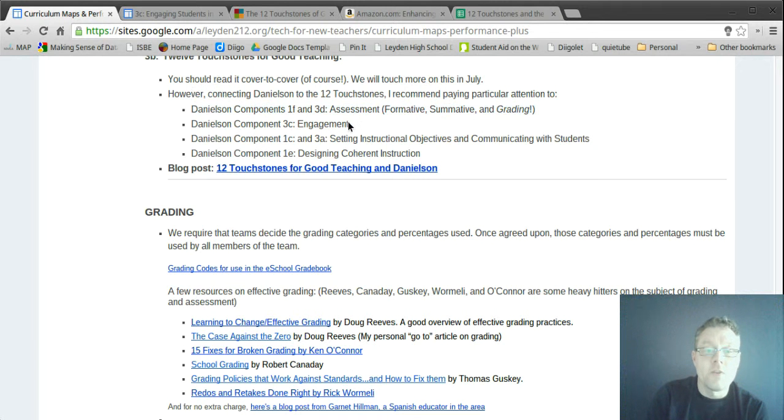Engagement, student engagement, in my mind, is really the key to the whole Danielson framework. Engagement is absolutely crucial because it touches on so many other things. If you're engaging your students, you're doing well on that engagement component, you're going to be doing well on lots of other components as well. Setting instructional objectives and communicating those instructional objectives to students, so I would take a look at those. And then, of course, designing coherent instruction. That's a big topic, of course, as hopefully that makes sense.